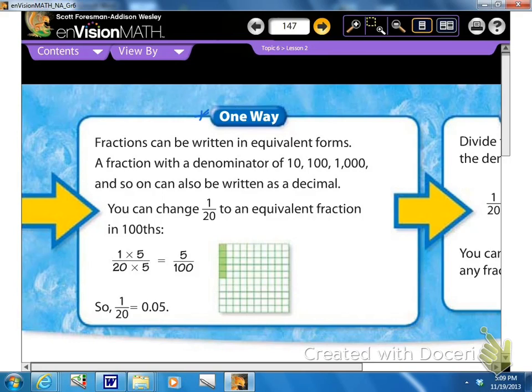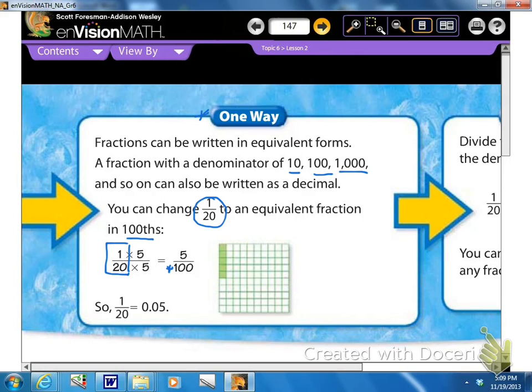So a fraction with a denominator of 10, 100, 1000, and so on can be written as a decimal fairly easily. So if we can change 1/20th to an equivalent fraction with a denominator of 100ths, then we can write it in decimal form. So what can we do? Here's my 1/20th. What can I do to make my 20ths hundredths? Well, we multiply 20 by 5 to get 100ths.